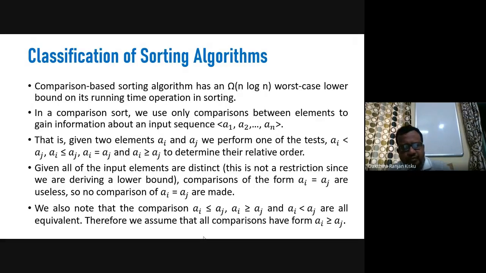Now we can use the comparison ai less than or equal to aj, ai greater than or equal to aj, or ai less than aj. All are equivalent, so any one comparison we can use to get the relative information about the elements in the input sequence.